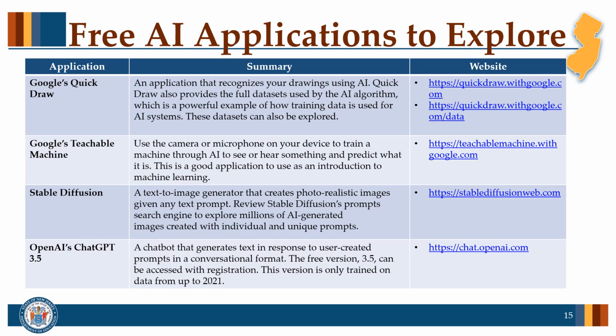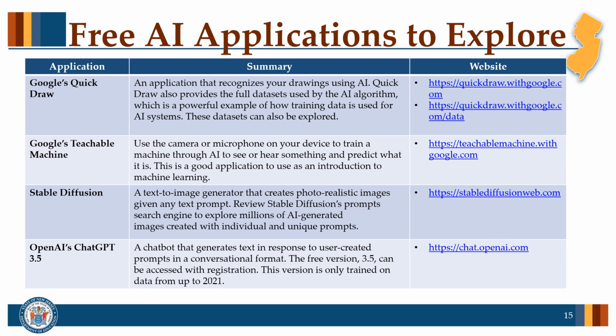Here are some examples of AI systems you can access and share with students to demonstrate how AI works, or just to learn more for yourself. These are free to use, although some may require registration. QuickDraw is an application developed by Google that recognizes your drawings using AI. QuickDraw also provides the full datasets used by the AI algorithm, which is a powerful example of how training data is used for AI systems. These datasets can be explored at quickdraw.withgoogle.com/data.